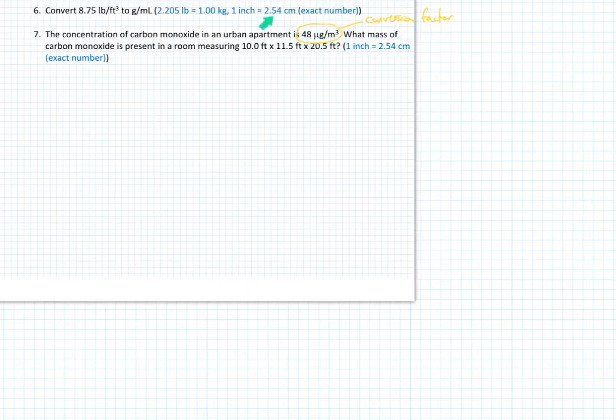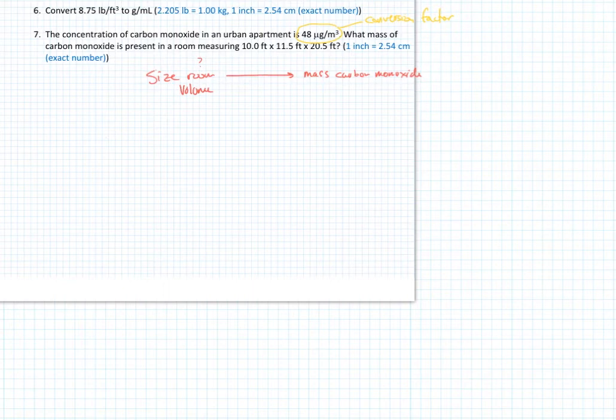It's a little bit different from some of these other ones. That's the same thing as the 1 inch equals 2.54 centimeters. I do have that conversion factor also. So when you think about your conceptual plan, you want to think about the size of the room, and I'm trying to go to the mass of carbon monoxide. All right? And by the size of the room, I actually mean the volume of the room.